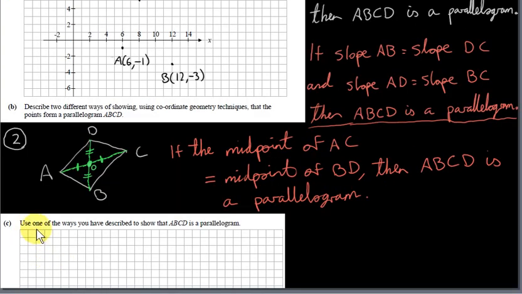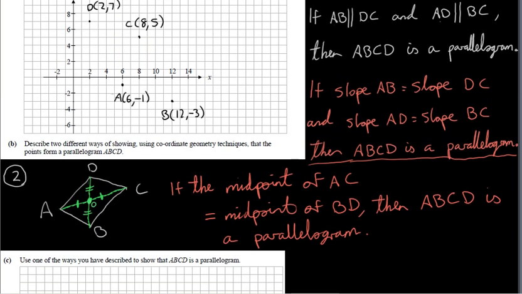In part C, we want to use one of the ways described to show that ABCD is a parallelogram. So what I will do is use the second way. I will look at the midpoints of the diagonals of the parallelogram ABCD. Well, of the quadrilateral ABCD. We're not supposed to know that it's a parallelogram. So AC is one of the diagonals of the quadrilateral ABCD. Let's get the midpoint of AC.